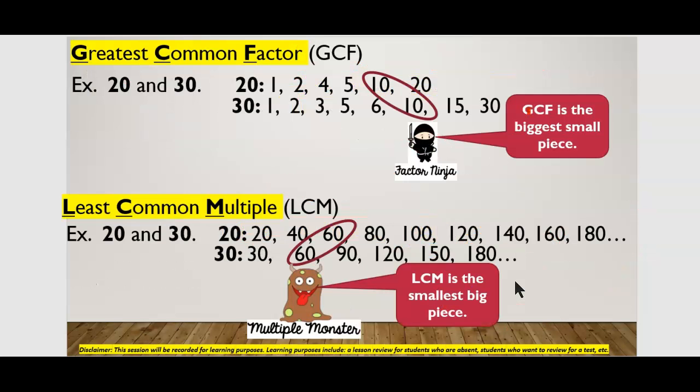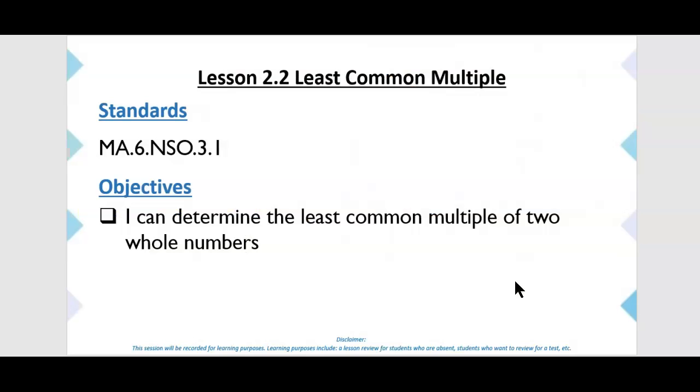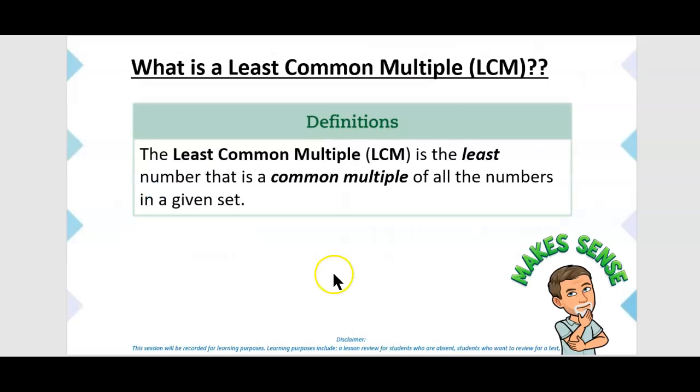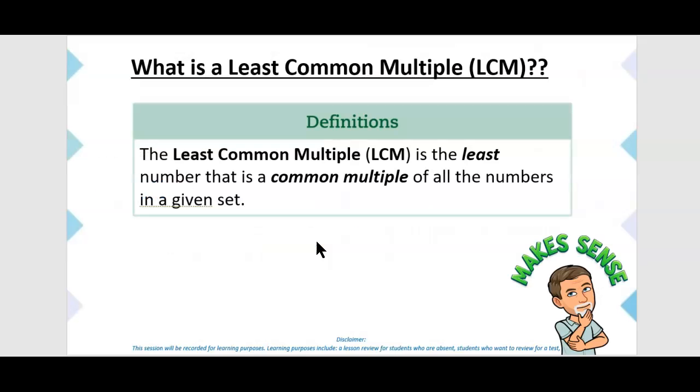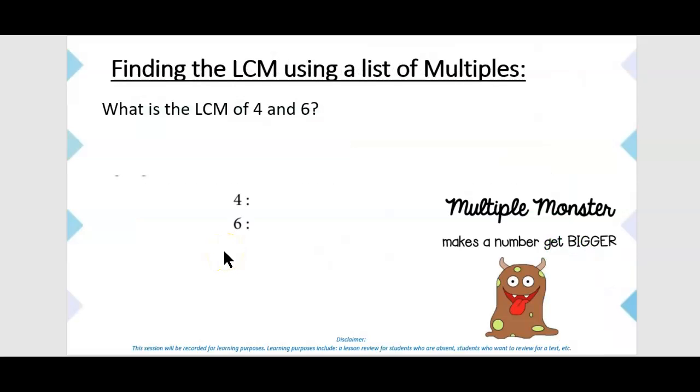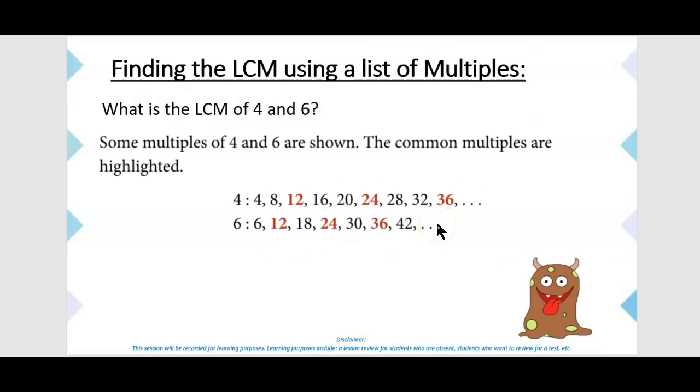Yay! Greatest common factor is the biggest of the small pieces. Least common multiple is the smallest of the big pieces. Now, can you determine the least common multiple of 2 whole numbers? We just did it. We just did it with 20 and 30. Make the numbers bigger. Which is the smallest of the big pieces that they have in common? They have 36 in common. They have 24 in common. They have 12.